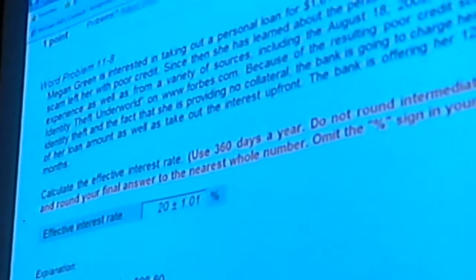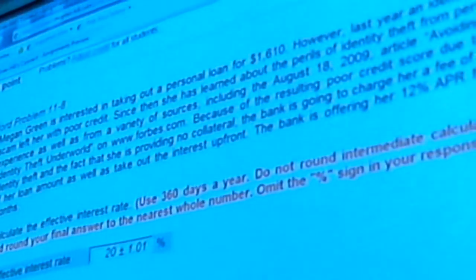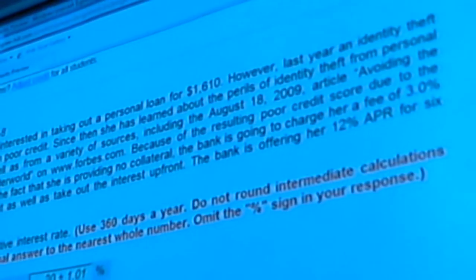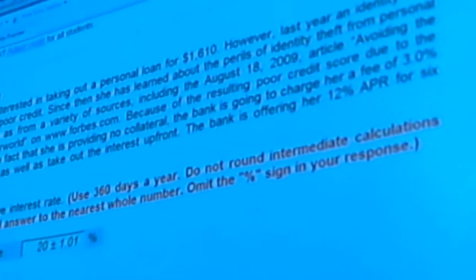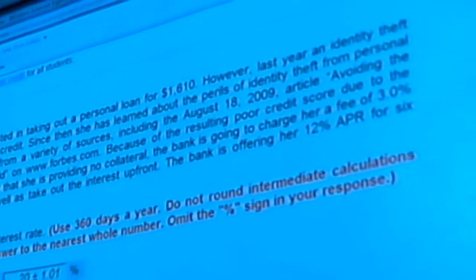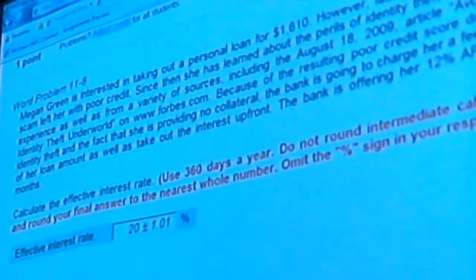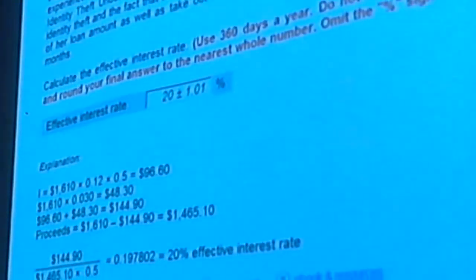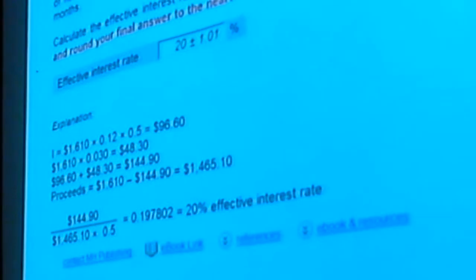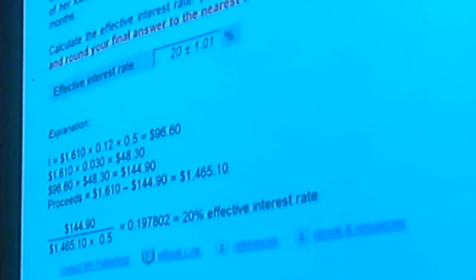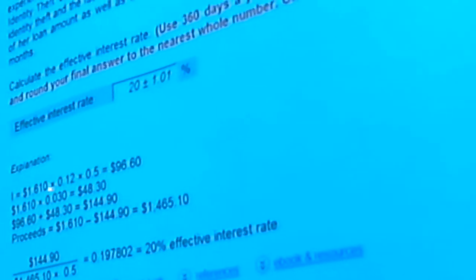Okay. Good Lord. A lot of this is just unnecessary information. So I like to challenge you every now and then and see if you can figure out what it is that you have to pull from the problem or from the verbiage to actually use in the calculations. This one shouldn't be too bad. We have Megan. She wants to take out a personal loan for $1,610. Now immediately, we know that's the amount she's borrowing. That is the principal.